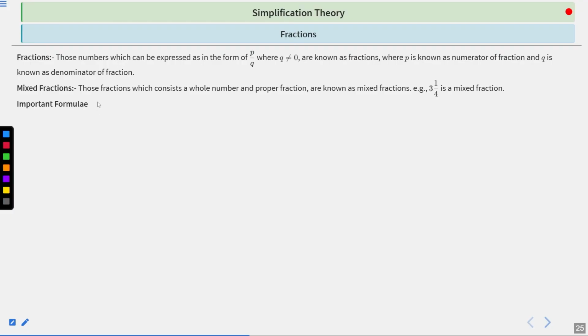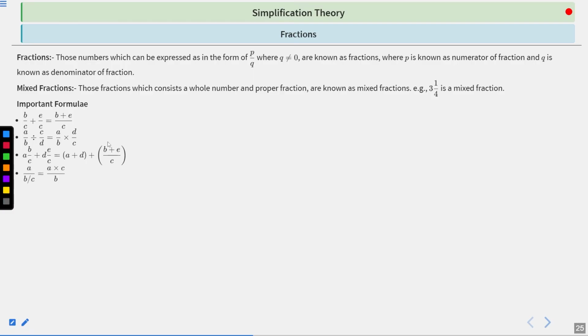Some important formulas. If the fraction is given b by c plus e by c, we can write it as b plus e upon c. We can directly add the numerators and write the denominator as c. Next one. If a upon b divided by c upon d, we can write it a upon b multiplying by d upon c. Next one is a and b upon c plus d and e upon c, adding two mixed fractions, we can write it in one bracket a plus d plus in another bracket b plus e upon c.